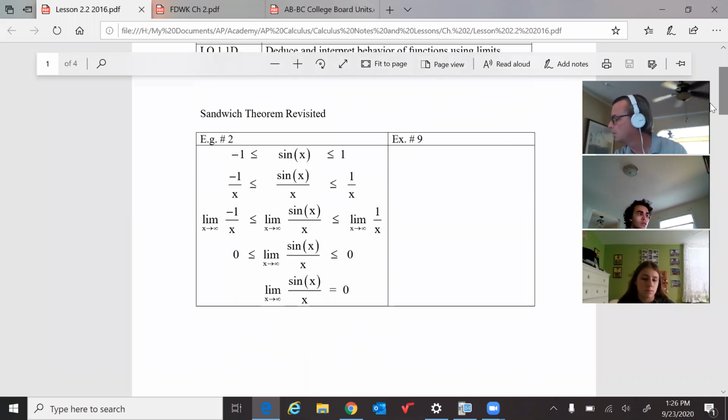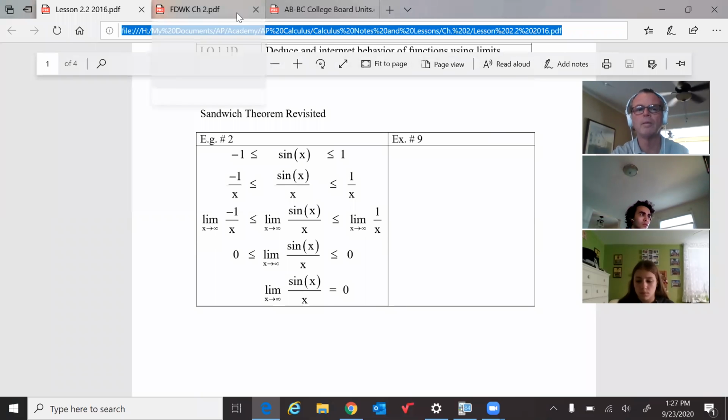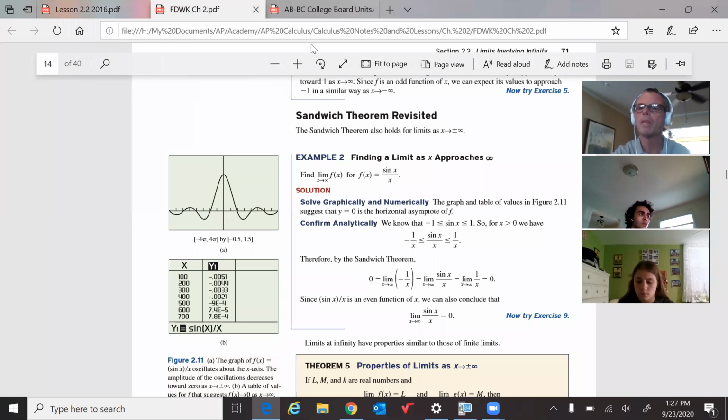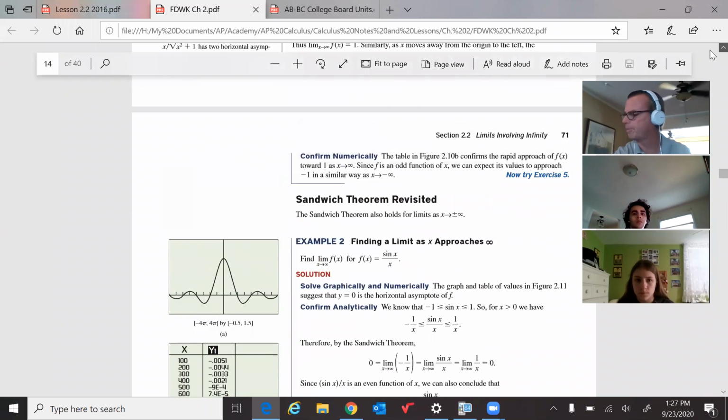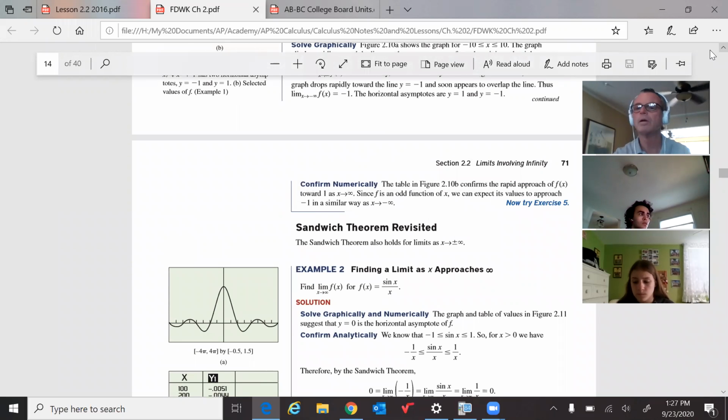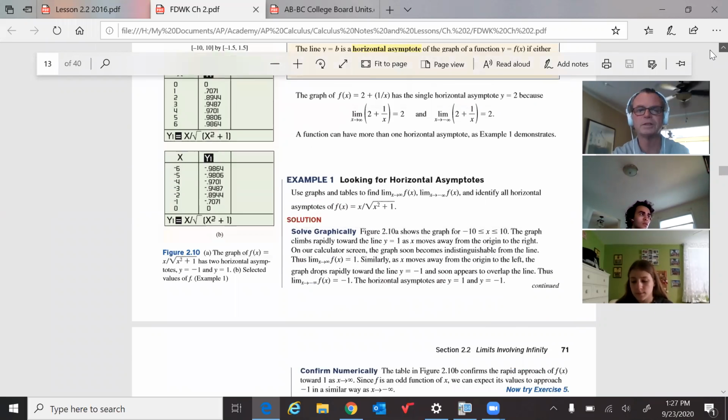So the first thing is example 2. I'm on page 71, and it's awkward because this says the sandwich theorem revisited. And revisited, we skipped that example yesterday. So how can I revisit something that we skipped? So we'll come back to what this was about yesterday. And I'll back up to page, you can just look up here. I'm going to back up to yesterday's lesson.